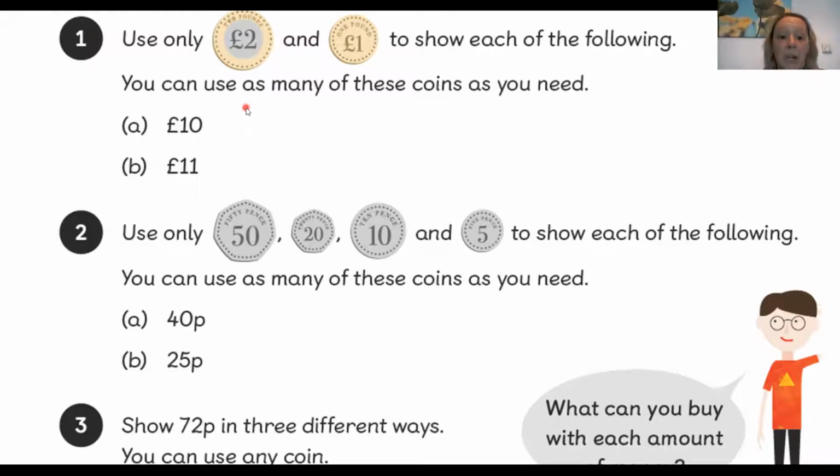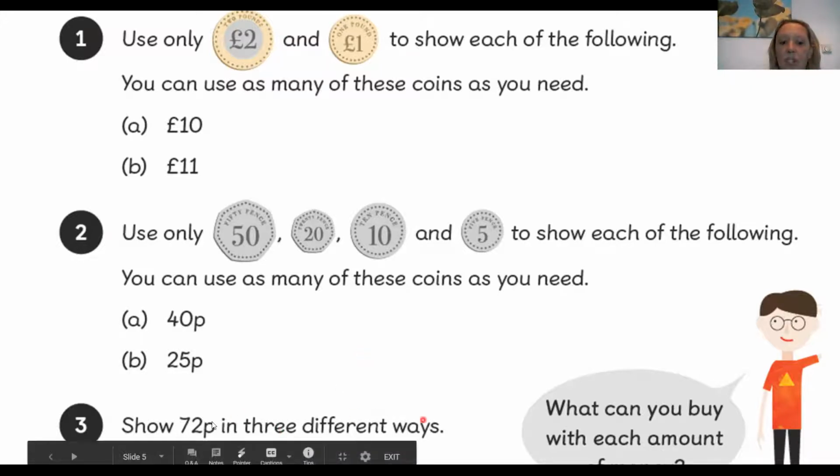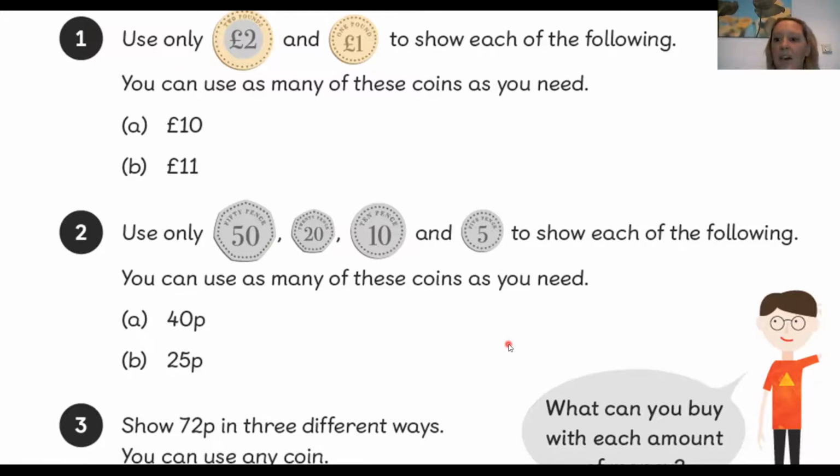And then when you've done that one, have a go at number 2 as well, where you can only use 50p, 20p, 10p and 5p to show each of the following, to make 40p and 25p. And then your last challenge will be to show 72p in 3 different ways. Okay, off you go. You will need a few minutes to have a go at doing all of these. Pause the video and then come back to me in a minute.